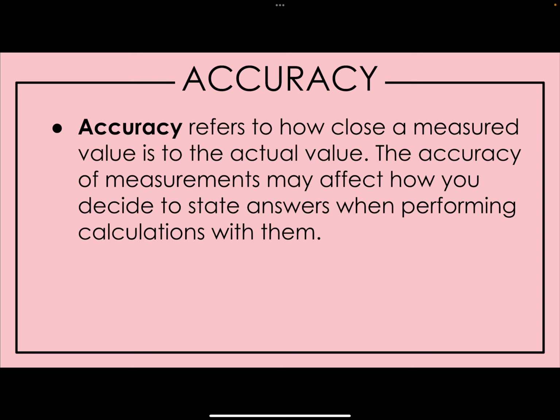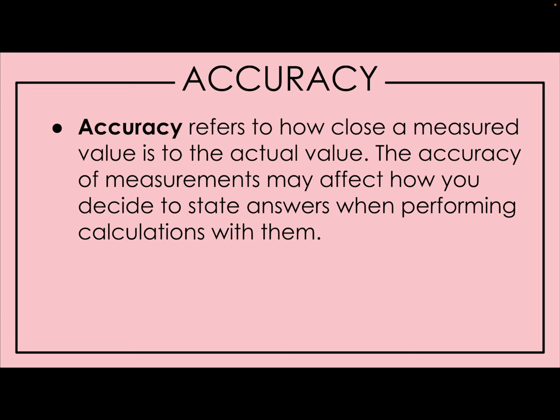Accuracy. So our book's definition, accuracy refers to how close a measured value is to the actual value. The accuracy of measurements may affect how you decide to state answers when performing calculations with them. So accuracy is how close you get to the actual answer of the problem. So this might be more decimal places. This refers to that problem in the bell work, 5.1. That's close, so it's pretty accurate, but it is not completely accurate because it's not the right distance.